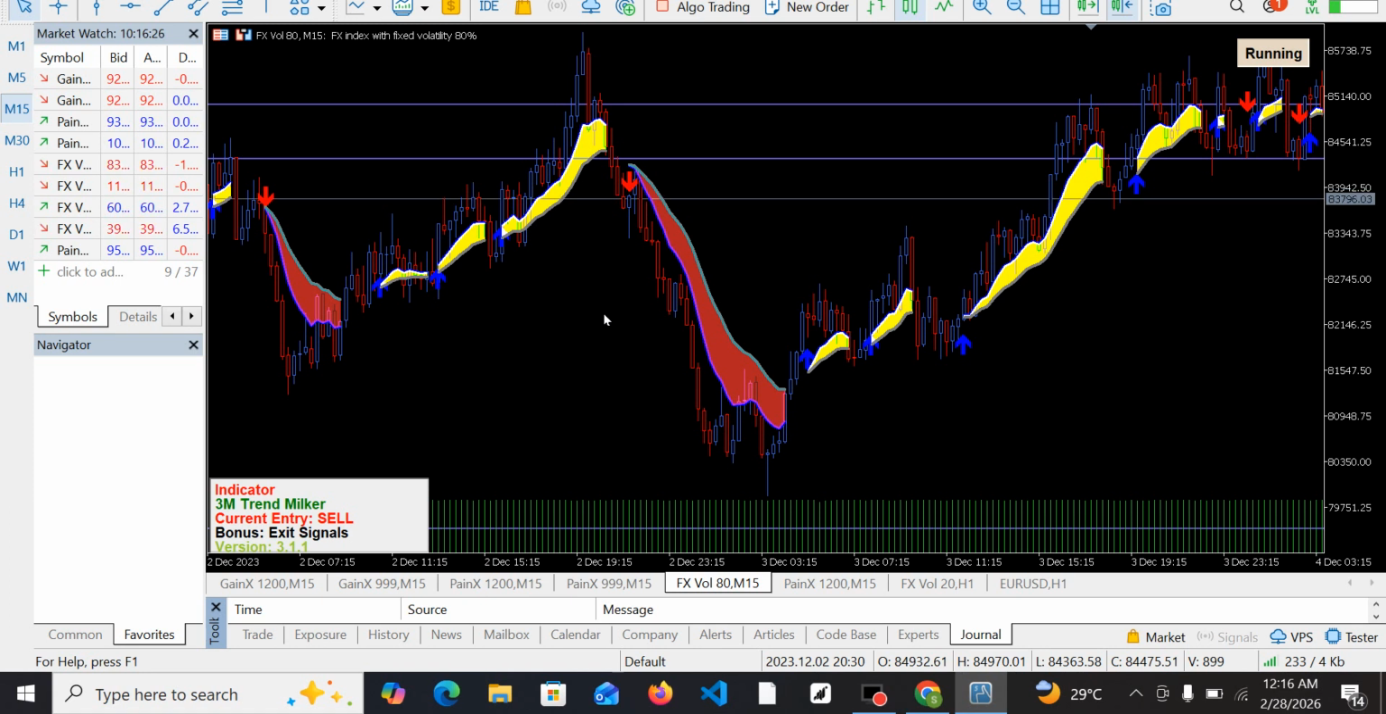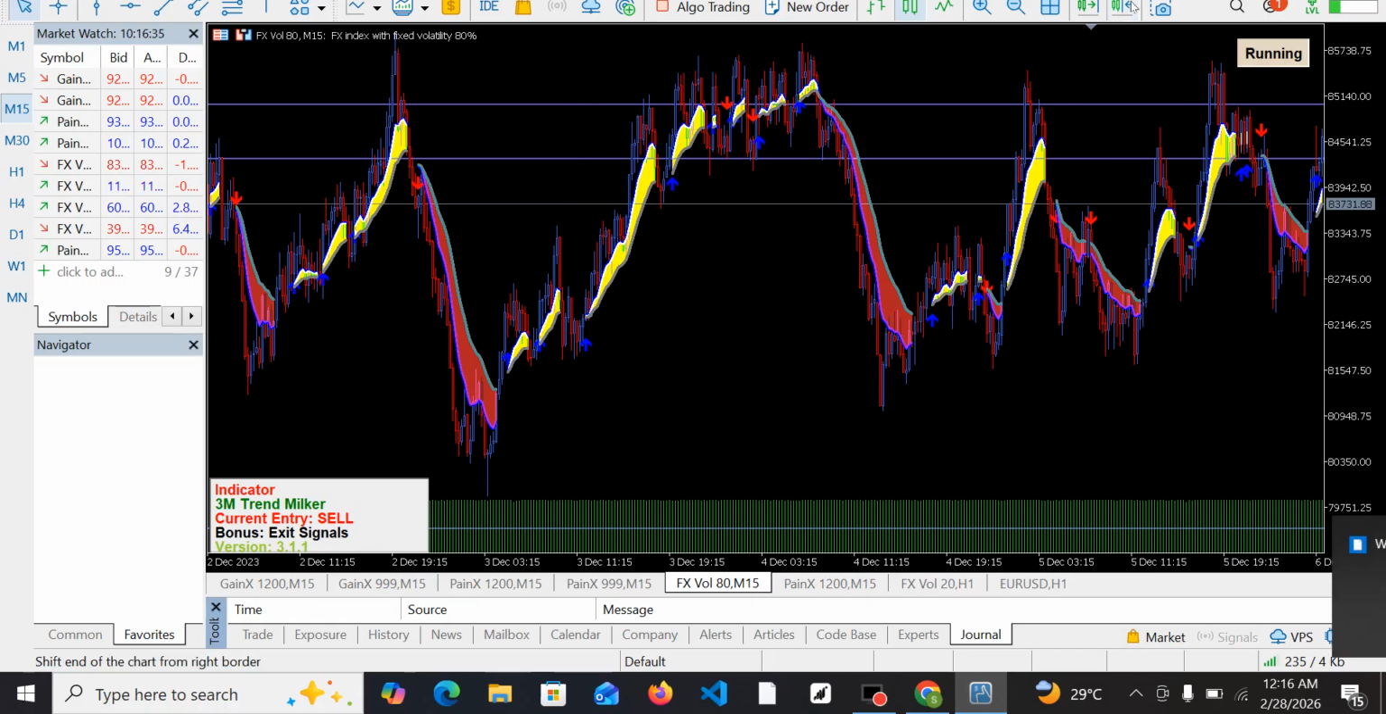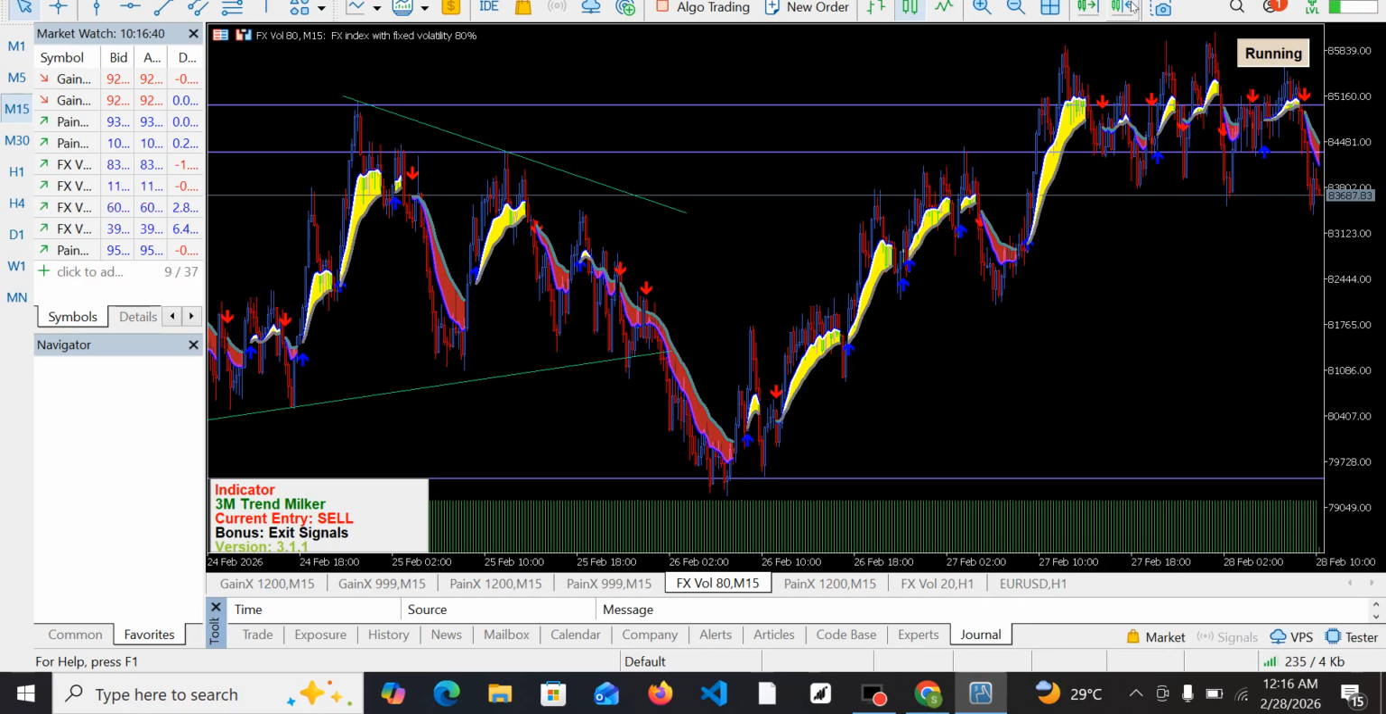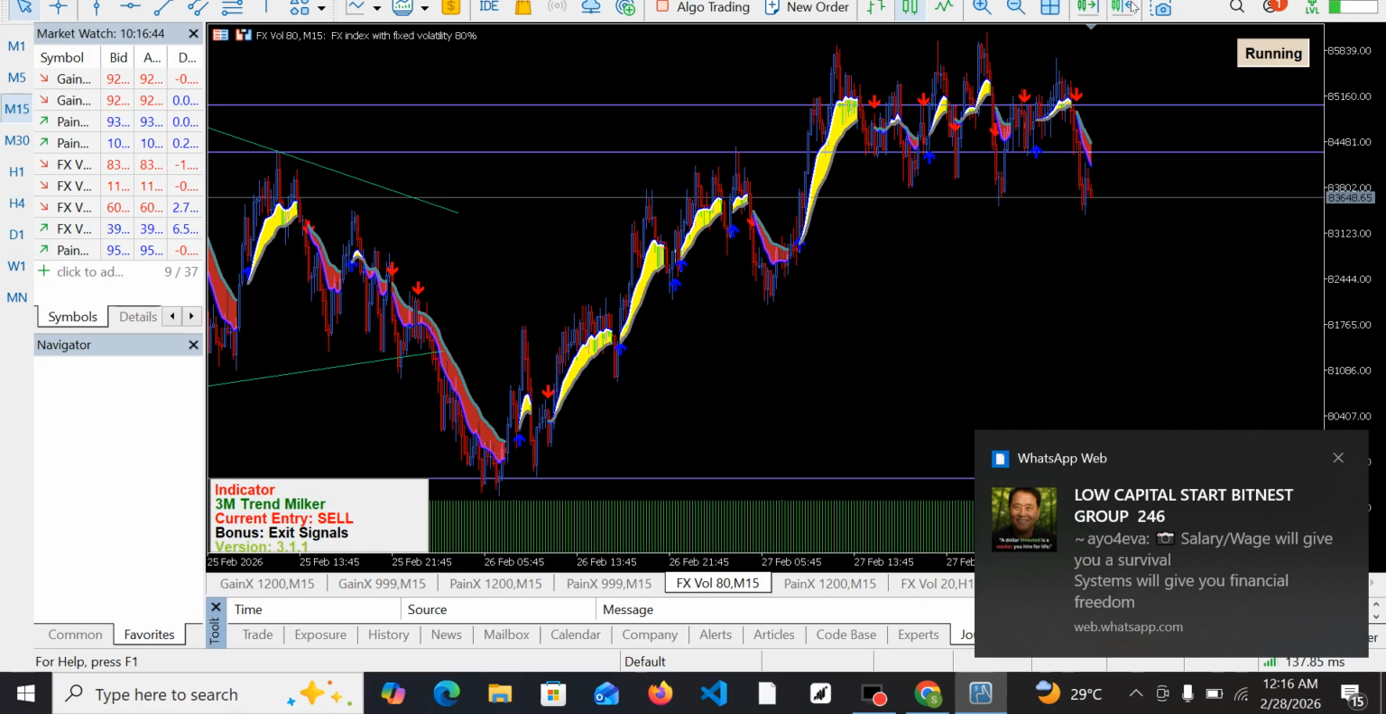Okay guys, in today's video we will be checking out a step-by-step guide of how we can use the trend milker indicator on higher time frame. This is very important, and since today is the weekend, it is also an opportunity for us to check out one or two trades together, so we will know what to go for each time we are trading.